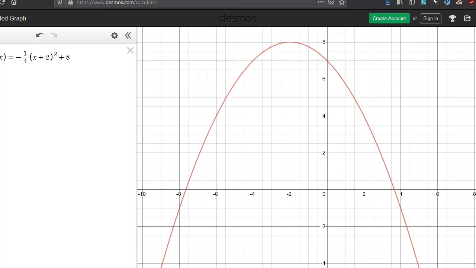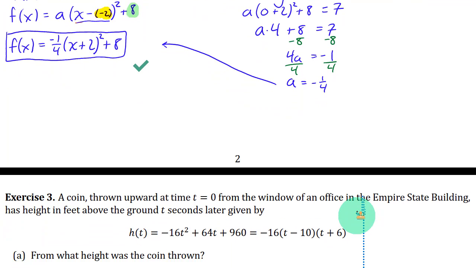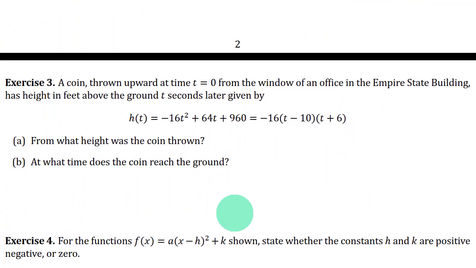And let's see, does that have the vertex at -2, 8 here? Yes, it does. And does it have the y-intercept at 0, 7? Yes, it does. So that's what it was asking for. So that's a good way to check your results for these. You could also do that on your graphing calculator, of course. All right, so let's look at exercise 3.